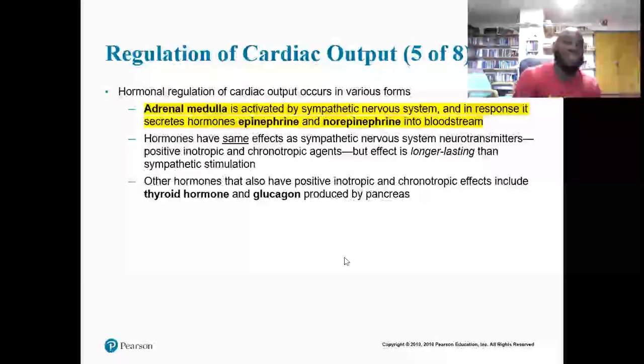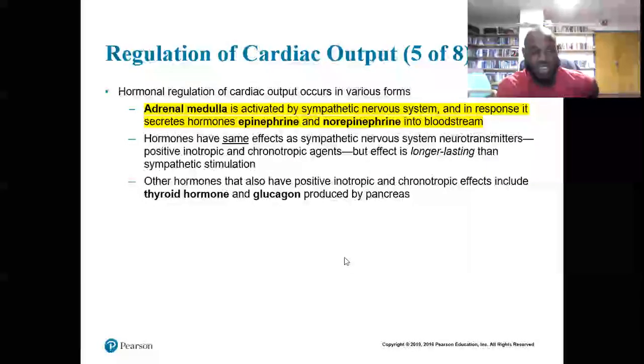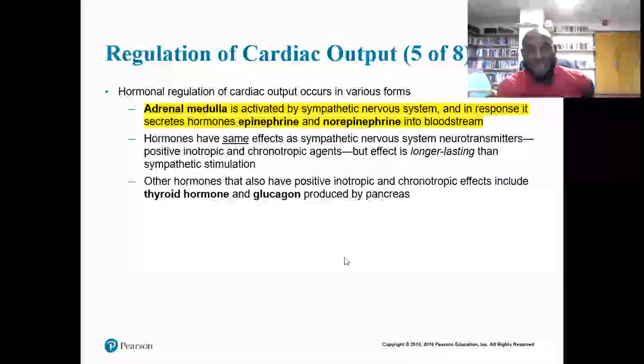Now we have the endocrine system. Remember, the endocrine and nervous system both play significant roles in controlling the body. So we have the adrenal medulla. You may not remember the adrenal medulla, located by the kidneys, which is activated by the sympathetic nervous system. That's your fight or flight. In response, it secretes epinephrine and norepinephrine into the bloodstream, which have the same effects as the sympathetic nervous system, but the effect is longer lasting, so they can increase the heart rate that way.